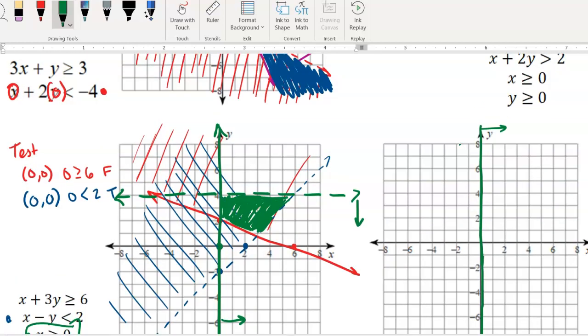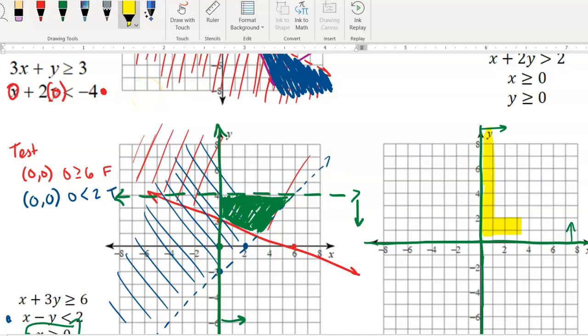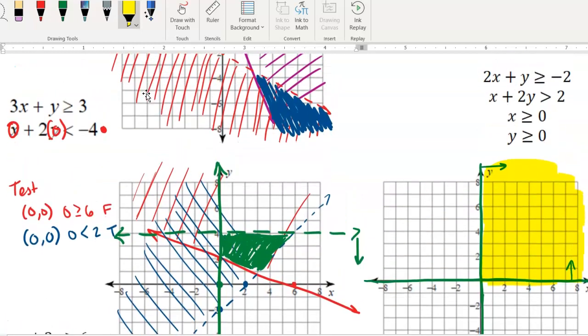y is greater than or equal to 0. That's going to be a horizontal line going through where y is 0, and we're going to be shading everything above that line where y would be positive, where y would be greater than 0. So right now, if I just did that, my feasible region would be quadrant 1. Okay? That's not going to be the case. We have these other two lines.